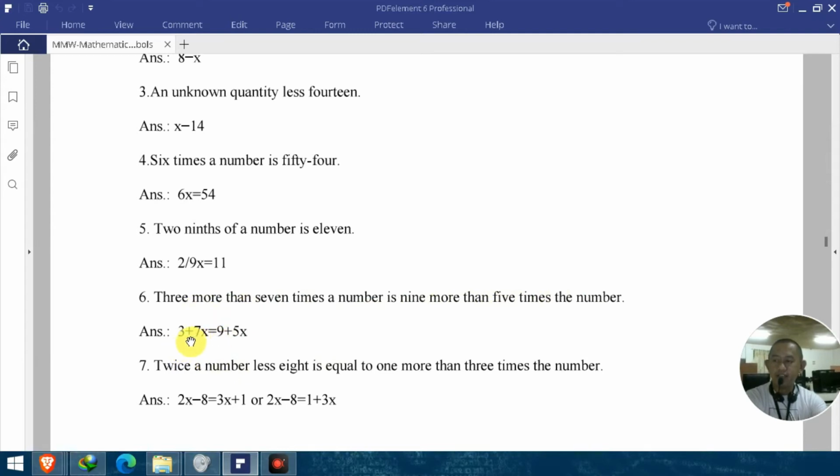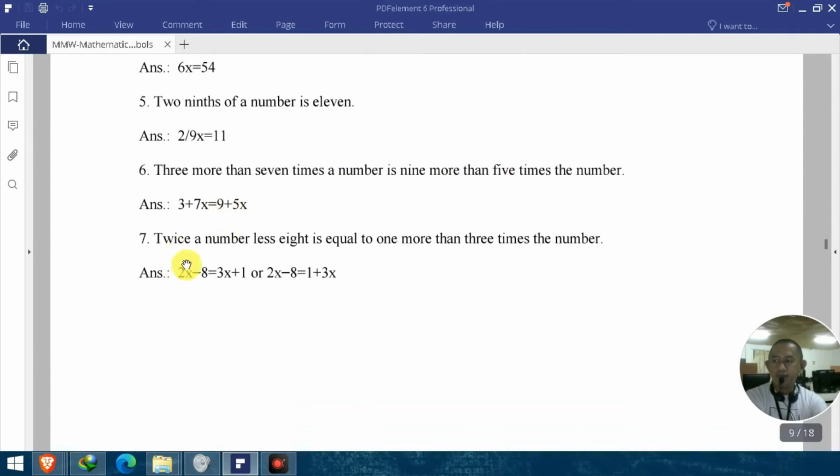Then we have 3 more than 7 times a number is 9 more than 5 times the number. So 3 more than, plus 7 times a number, equals 9 more than, plus 5 times the number. Then we have twice a number, 2x, less 8, so minus 8, equals 1 more than 3 times a number. So we have 2x minus 8 equals 3x plus 1.